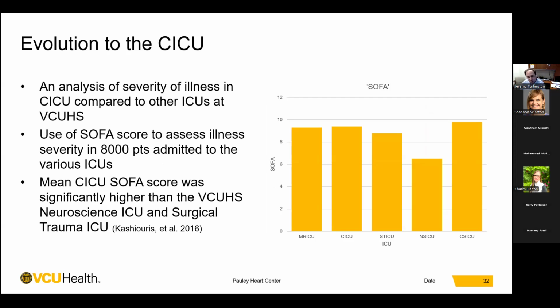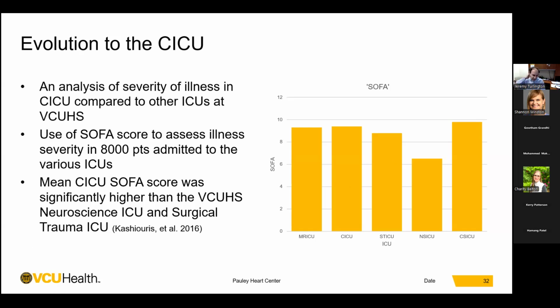Formerly, Marcos Cachioris, who was here as an intensivist, along with Mike Contos and Shaw Roberts, actually looked at the CICU illness with a SOFA score, the severity, compared to other ICUs here at VCU. They looked at 8,000 admissions to the various ICUs. You can see that the CICU, and this was back in 2016, so they were looking at the few years before that, I think 2011 to 2014 or so, had a SOFA score equivalent to that of the MERCU. And though it doesn't really show on this graph, it was actually statistically more sick. These patients were statistically more sick than patients in the STICU or the neuroscience ICU. CSICU were considered the sickest of all.